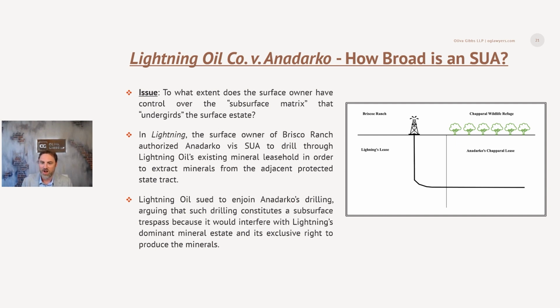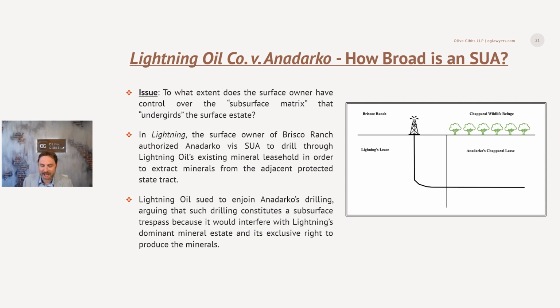So here, Anadarko wanted to drill under the Chapel Wildlife Refuge. They had a lease on the refuge, but obviously because it was a wildlife refuge, they couldn't get a permit to conduct operations within the refuge itself. So they negotiated with the Briscoe Ranch, which was the adjoining surface owner, to drill through the Briscoe Ranch's land and to reach their leasehold estate. Now, what was going on here was that Lightning actually had a lease on the minerals under the Briscoe Ranch. It was a severed estate.